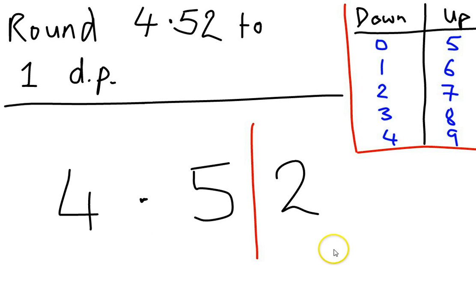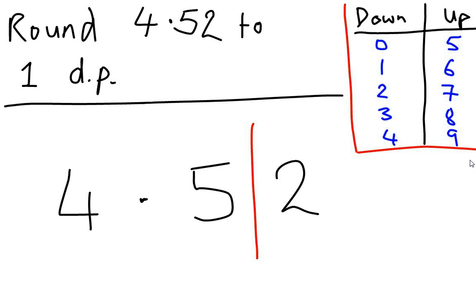Okay, now we're going to look at the number that comes immediately after the line, the one straight after the red line, and then we're going to look up here. So as you can see, we're looking at this 2, and that comes in the down column. So what we're actually doing is rounding 4.52 down to the nearest tenth. This is the tenths column, remember.